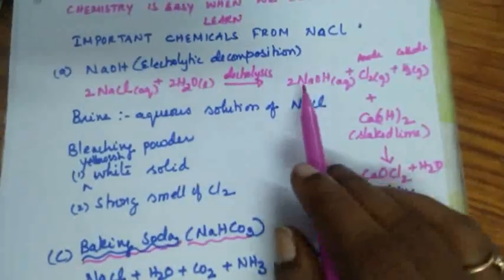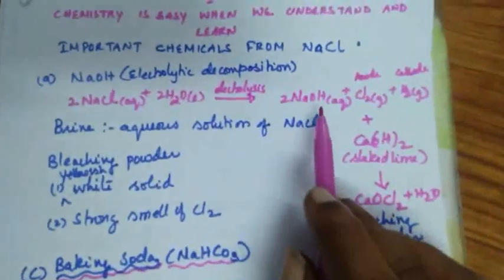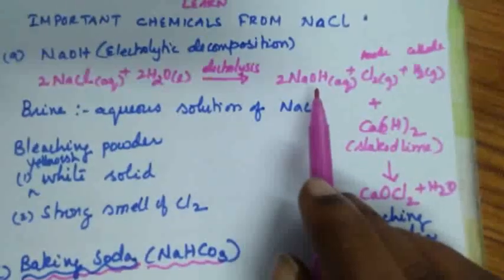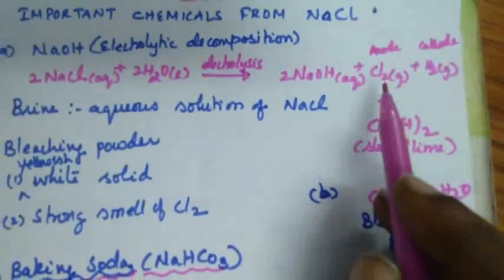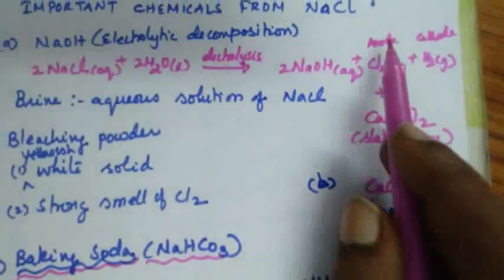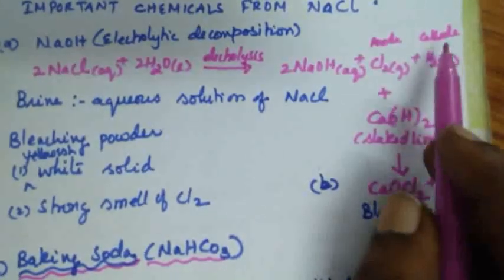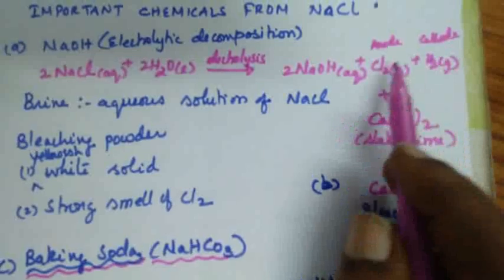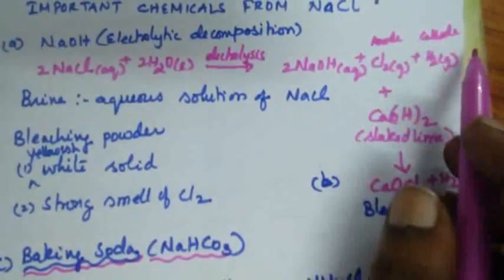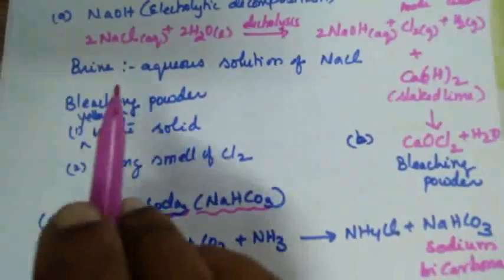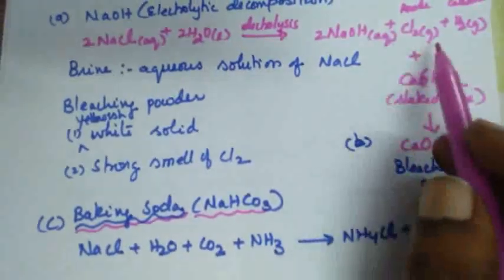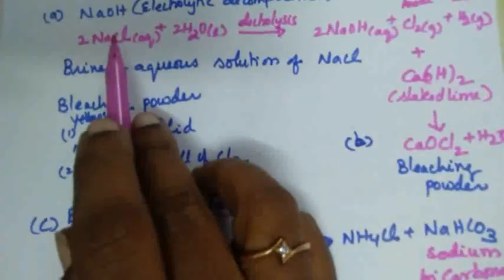We undergo this process. On undergoing this process, we have the solution as sodium hydroxide. And we have chlorine gas released at anode and hydrogen gas released at cathode. So there is an evolution of chlorine gas and hydrogen gas. So that is the way we prepare this sodium hydroxide.